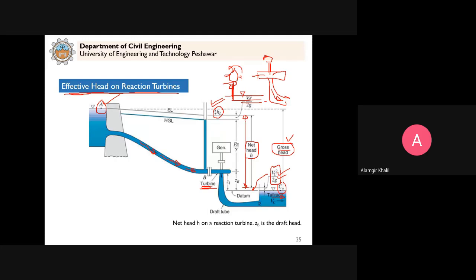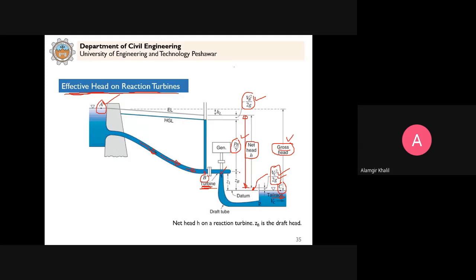Now this net head which is available acting on this turbine will include, at point B just upstream of this turbine, this PB by gamma plus VB square by 2g, the velocity head which you can see there. So this net head is PB by gamma plus VB square by 2g. So this is the net head.